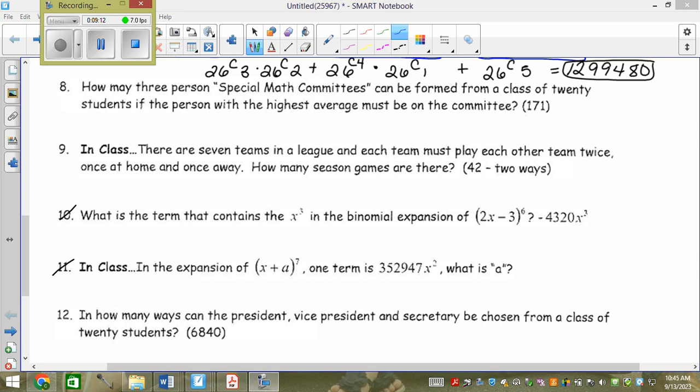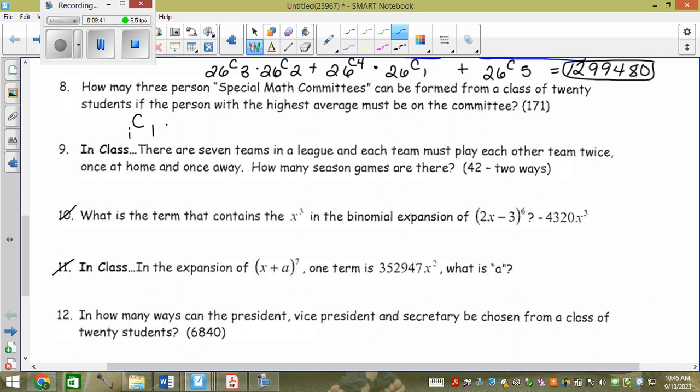So here it says, how many 3-person special math committees can be formed from a class of 20 students if the person with the highest average must be on the committee? Does this committee have jobs? No, so it's a combination. We know that. The committee does not have jobs, doesn't stipulate anything different. However, it does say that that person with the highest average must be on the committee. So we have to do that first. So how many people with the highest average are there? And I'm going to choose them.